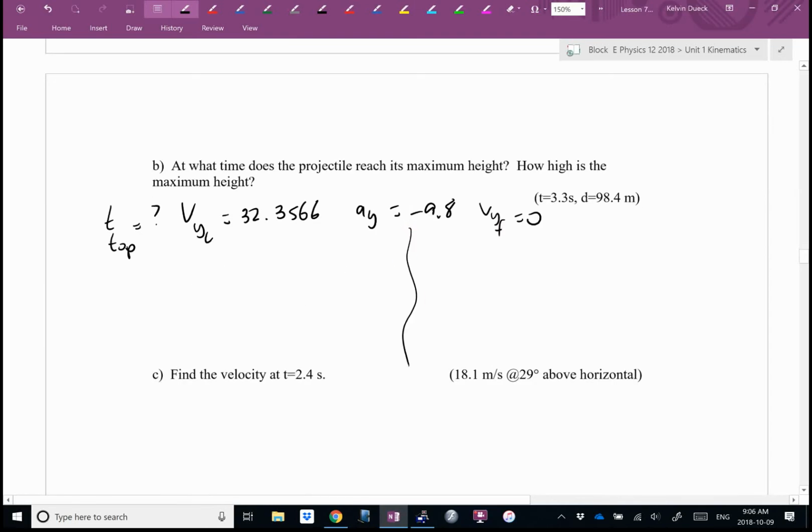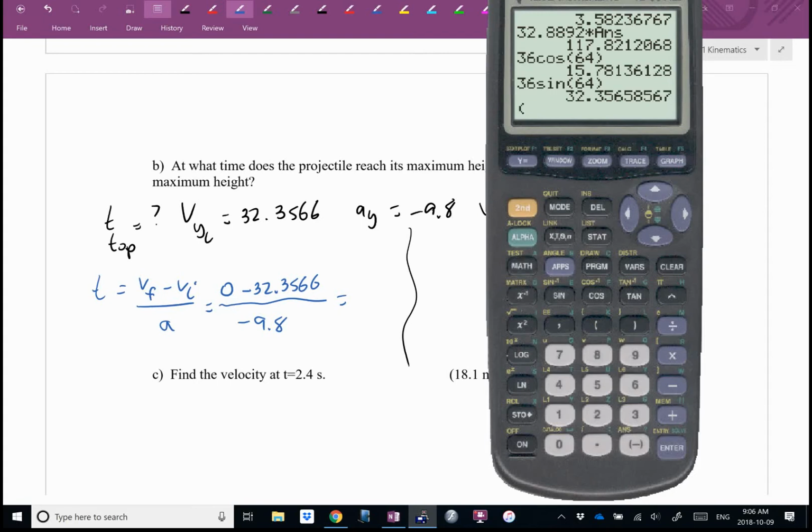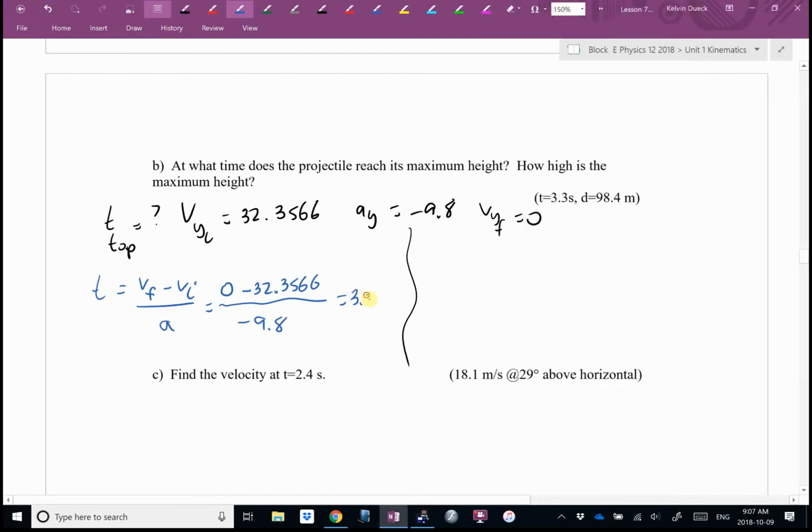Do me a favor, draw a little line down the middle of your page, because we're going to do the maximum height over here. So the time, I'm looking for an equation that has a V initial, a V final, an A, and a T. Oh, this is our good old friend VF equals VI plus AT, but I'm going to be brave and I'm going to get the T by itself. It's going to be 0 minus 32.3566 all over A, thank you, all over negative 9.8. In my defense, I would have put the negative 9.8 in there anyways. That was my brain thinking that. But you're right. Good catch. 0 minus answer button, close bracket divided by negative 9.8. Do you get a time of 3.3017? Which is 3.3 seconds. Cool.